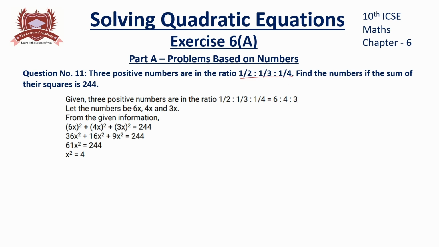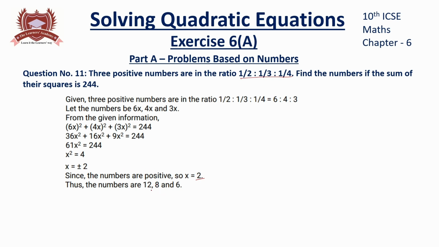So then we can have the common multiplier as x and we can have the numbers as 6x, 4x and 3x: 6x square plus 4x square plus 3x square is equal to 244. दिखने में बहुत complicated दिखता है, solve करने में बहुत easy है. Gives me 36x square plus 16x square plus 9x square is equal to 244, or 61x square is equal to 244, or x square is equal to 4, giving me x is equal to plus minus 2. But we have to retain the value as 2 because it's a positive number that we are looking at. So we can have 2 as my x.